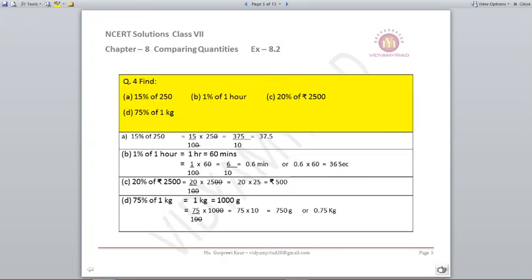Question number 4. Find 15% of 250. Let us do this quickly one by one. See, if it is written 15%, you will write 15 upon 100. So 15% can be written as the 15th part out of 100. So 15 upon 100, of means multiply. So 15 upon 100 multiplied by 250. If you reduce it, you will get 37.5 as your answer.